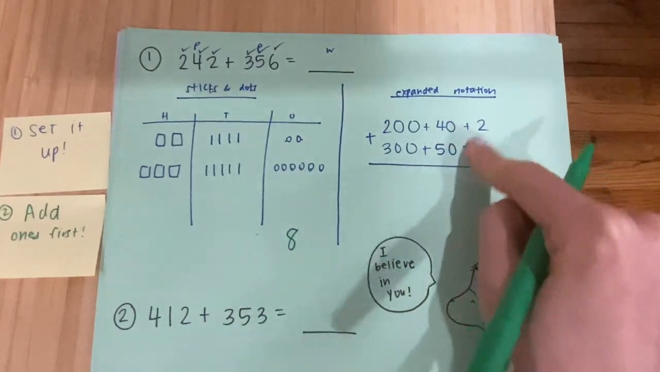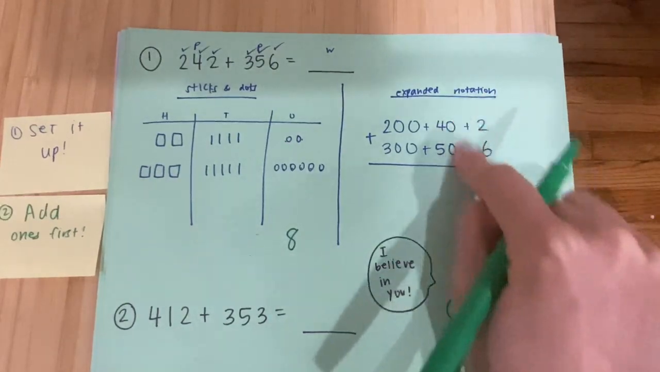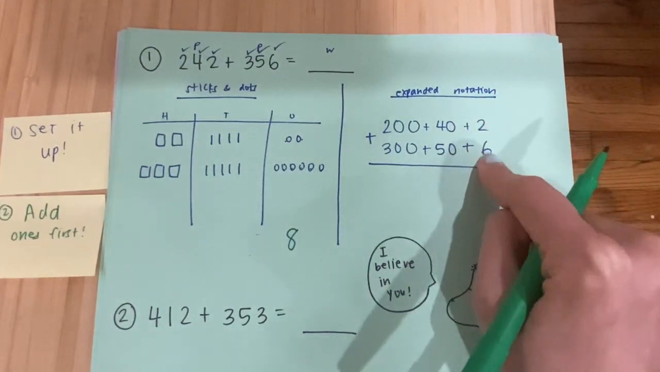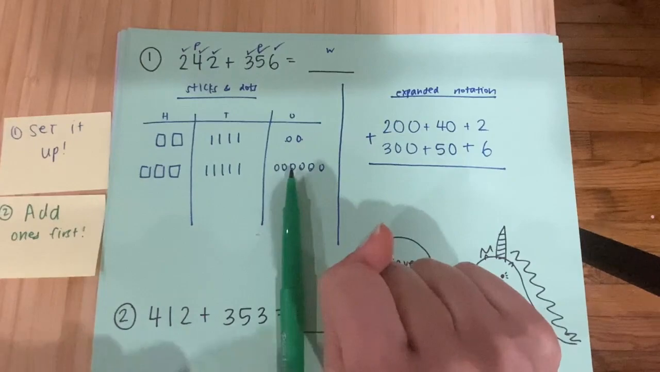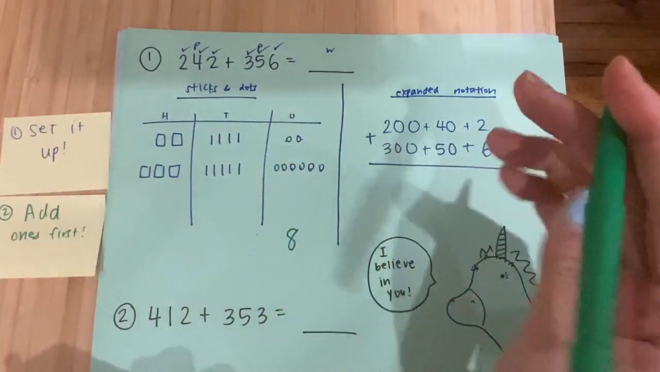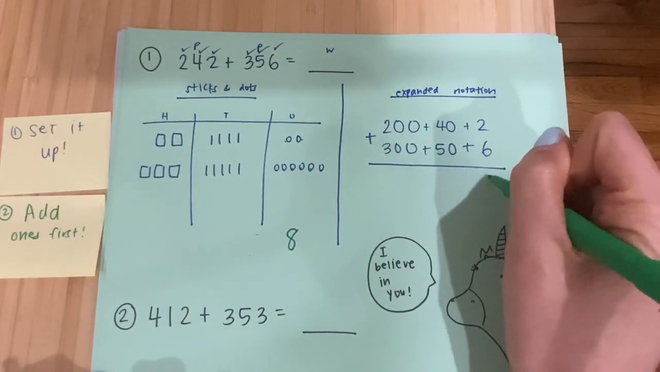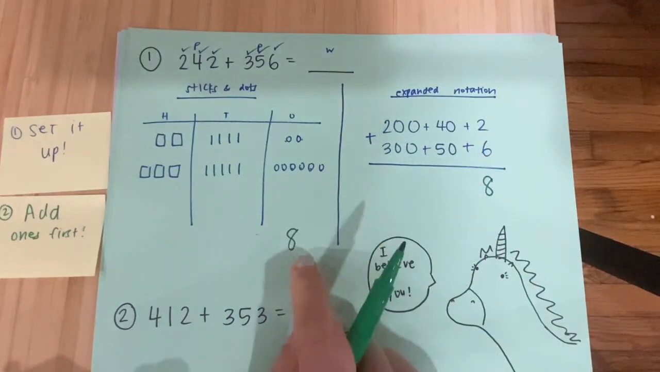I'm going to do the same thing over here. I'm going to add my ones place first. My ones place is over here. 2 plus 6. So that's 6, 7, 8. 6 plus 2 equals 8. Oh my goodness.